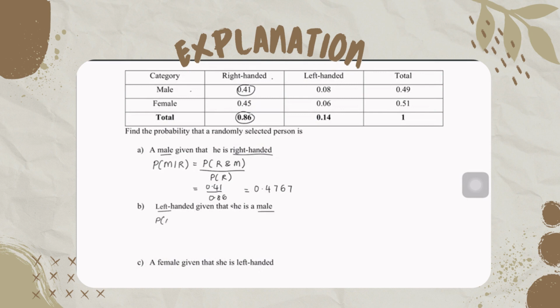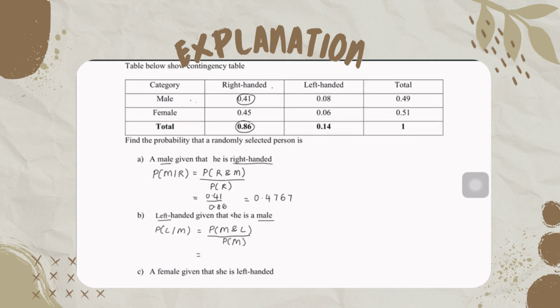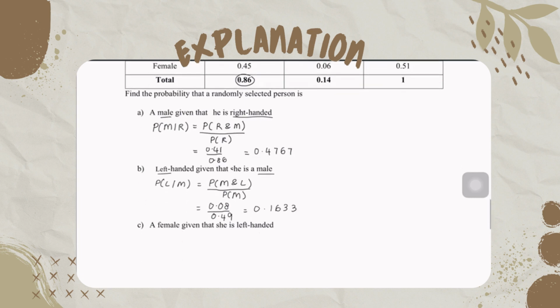Part B, left-handed given that he is male. Left-handed and male are the keywords, and we use the formula probability of left given male equals probability of male and left-handed divided by probability of male. The left-handed male is 0.08 divided by the total of male, which is 0.49, and we get the answer 0.1633.